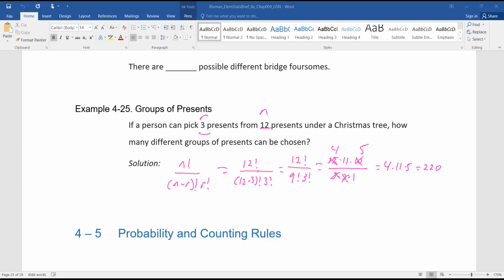Oh, you could do 3 times 2, which is 6, and make 12 become a 2. And then you could have easily done this as 2 times 11 times 10 as well, because you would still get the same outcome.